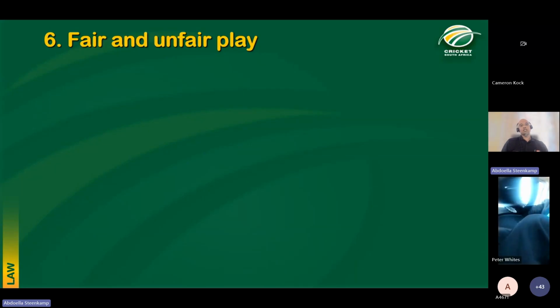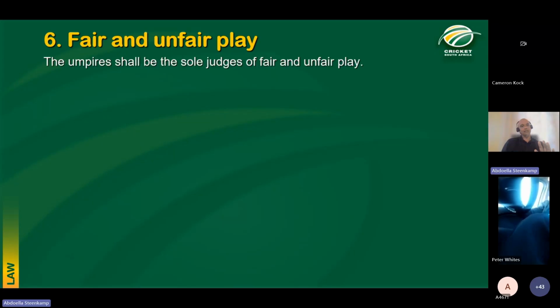Who are the judges of fair and unfair play? Do you think it's the captains? Is it coaches? Is it the players? The law is clear. Umpires, and we alone, are the sole judges of fair and unfair play. We are objective. Most players are biased, they are subjective. That's why the law puts in our hands, the umpires, that we are the sole judges of fair and unfair play.